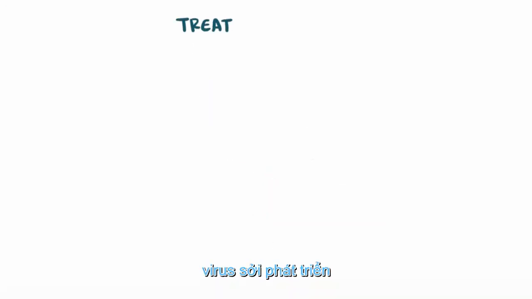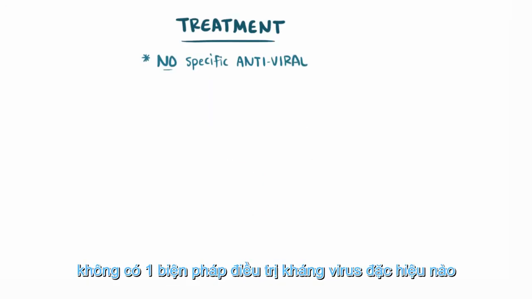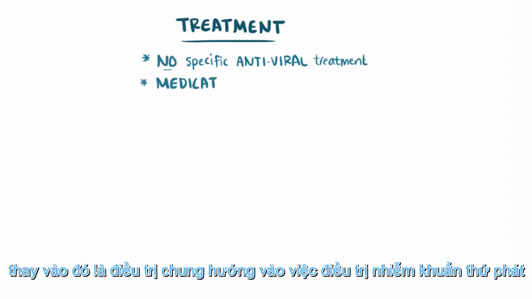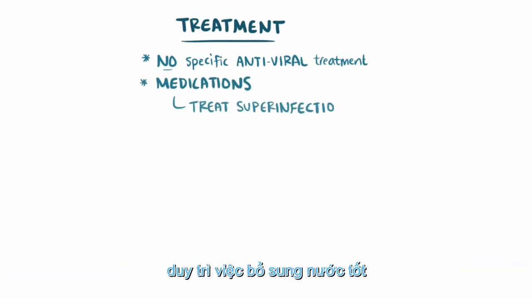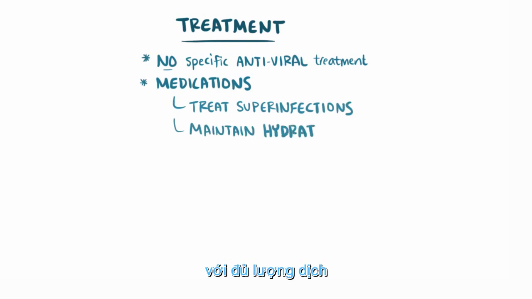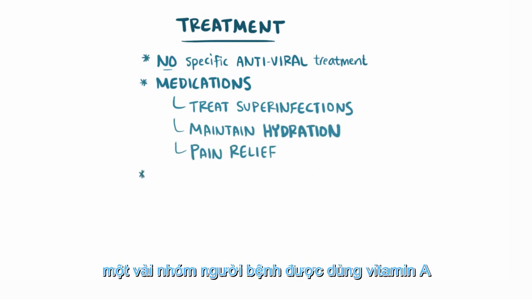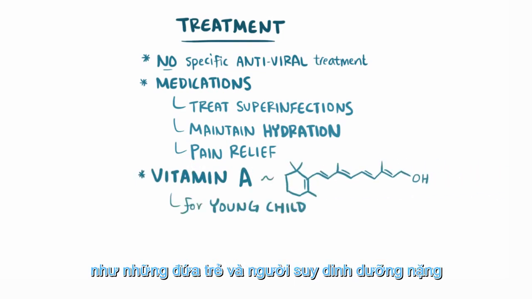When measles does develop, there isn't a specific antiviral treatment. Instead, the medications are generally aimed at treating superinfections, maintaining good hydration with adequate fluids, and pain relief. Some groups are also given vitamin A, like young children and the severely malnourished.